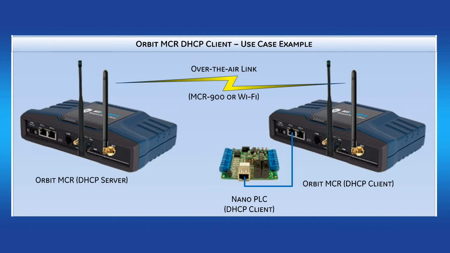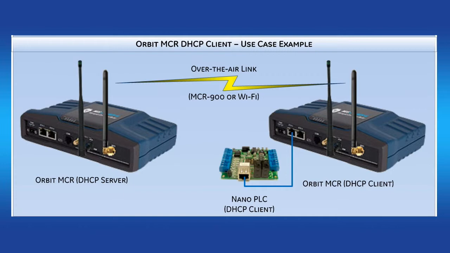It is already assumed that you've configured both devices to allow association either through the Wi-Fi or MCR 900 over-the-air link, and that you're directly connected into the unit on the right either by Ethernet or serial. The Nano PLC represents a common use case where a user's end goal is to poll that endpoint via Modbus or DNP3.